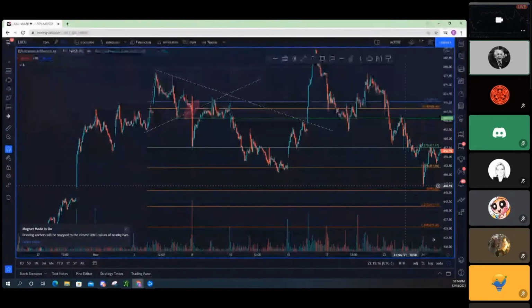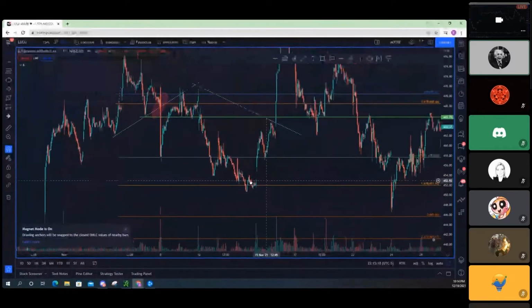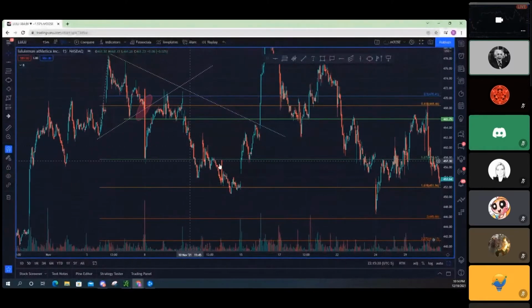And what do you see, guys? It's actually hitting every single target perfectly. It hit the 127 on the dot, and it hit the 1618 on the dot. Even if you took all your profits here, it's a really, really good trade.